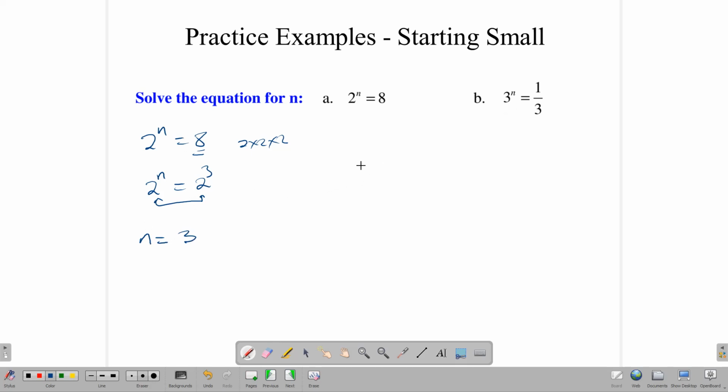In solving this similar one, 3 to the n is equal to 1 over 3, recall using negative indices that 1 over 3 is the same thing as 3 to the minus 1. So we can write 3 to the n is equal to 3 to the minus 1. And because the bases are the same, we can just simply say n is equal to negative 1. So that's how we start off, by looking at these very simple equations where it just takes one thing to be rewritten and we get our answer.